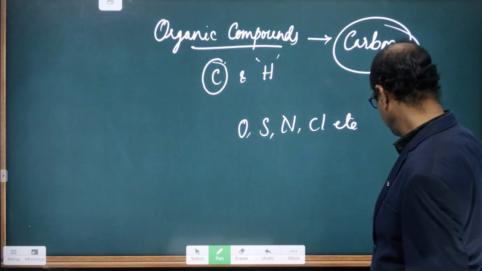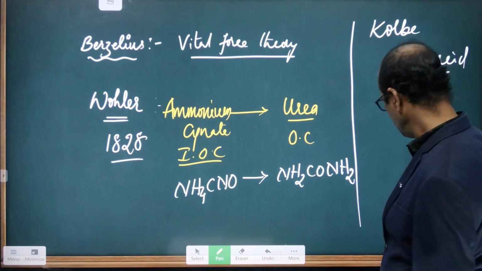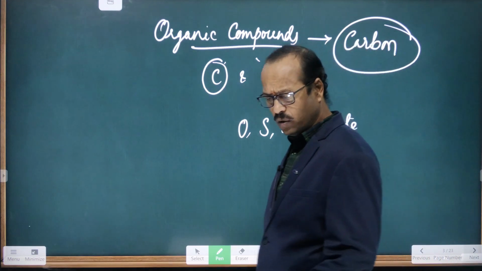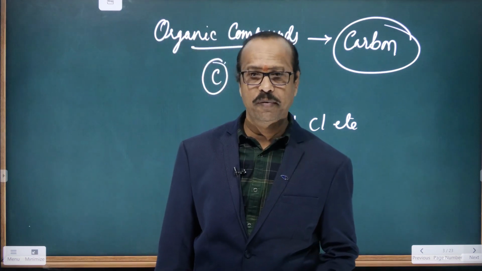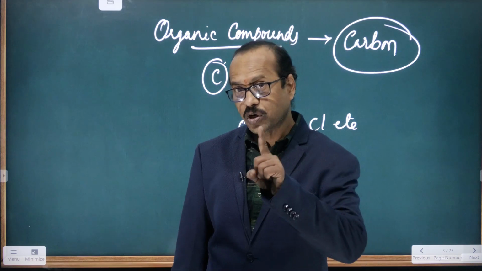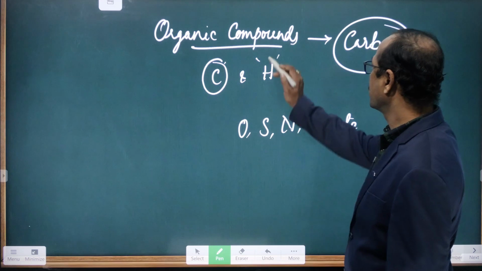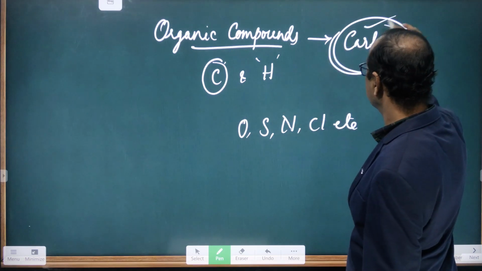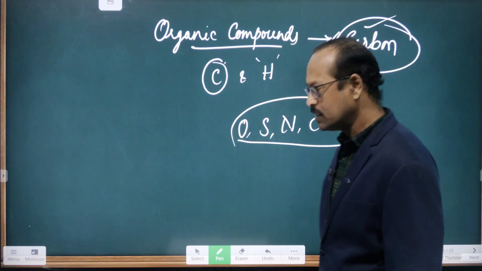After this, many other compounds were also prepared, like acetic acid from coal, C. Many compounds were prepared, proving to the world that the Berzelius theory was wrong, and that we can prepare organic compounds artificially in the laboratories. Now see the organic compounds. They mainly consist of carbon and hydrogen, but the essential element is carbon. Along with these, other elements may also be present in these compounds.